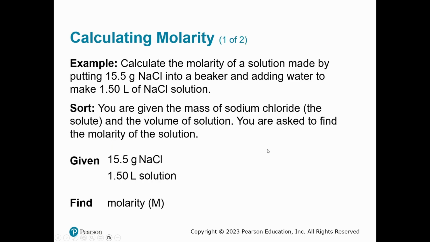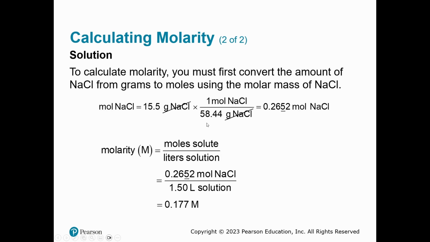So here would be an example. If we have 15 grams of sodium chloride and a liter and a half of solution, what is the molarity? First thing we have to do is convert grams into moles using our molar mass. Then we can take our moles divided by our liters. So for the molar mass of sodium chloride, we want to divide by the molar mass to get to moles. Grams to moles we divide. Moles to grams we multiply.